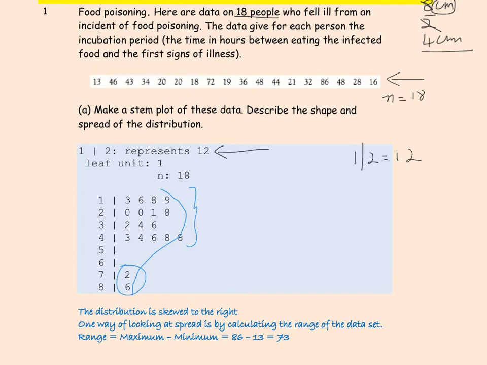So this creates a skew to the right. The spread, one way of describing the spread is by subtracting the minimum value from the maximum value. So 86 hours is the maximum incubation period and 13 hours is the minimum incubation period. So the difference is 73. So the range is 73 hours. Let's not forget the units.